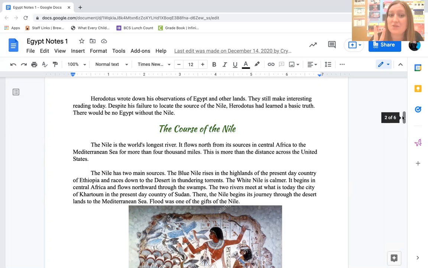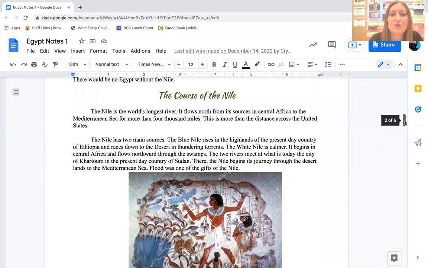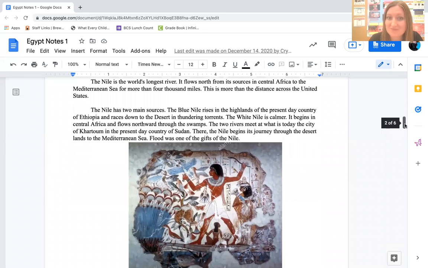The Nile has two main sources. The Blue Nile rises in the highlands of the present-day country of Ethiopia and races down to the desert in thundering torrents. Oh, thundering torrents again. The White Nile, though, is much calmer. It begins in Central Africa and flows northwards through swamps.